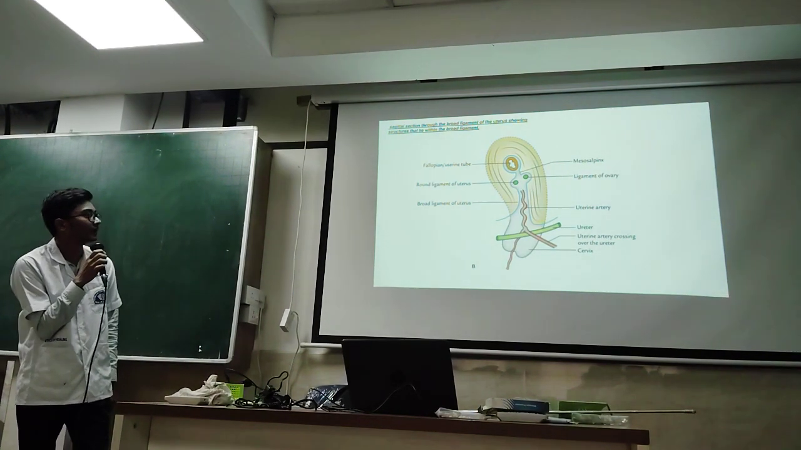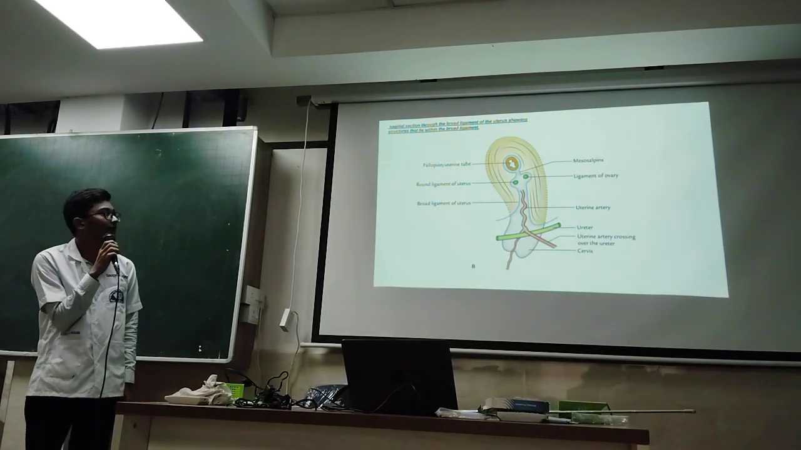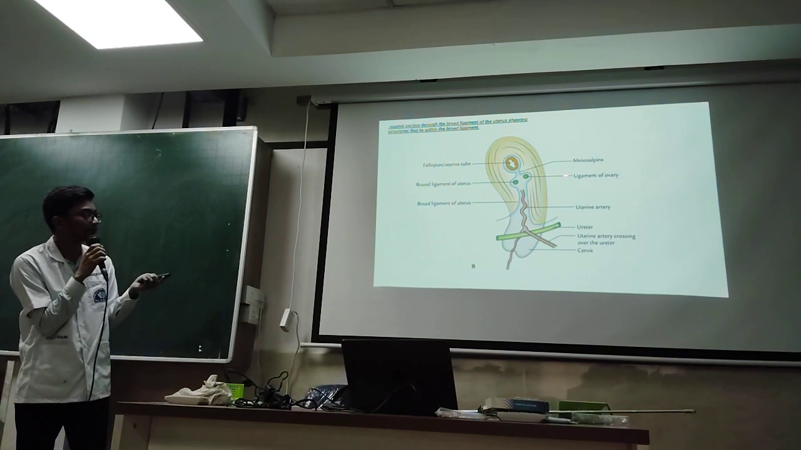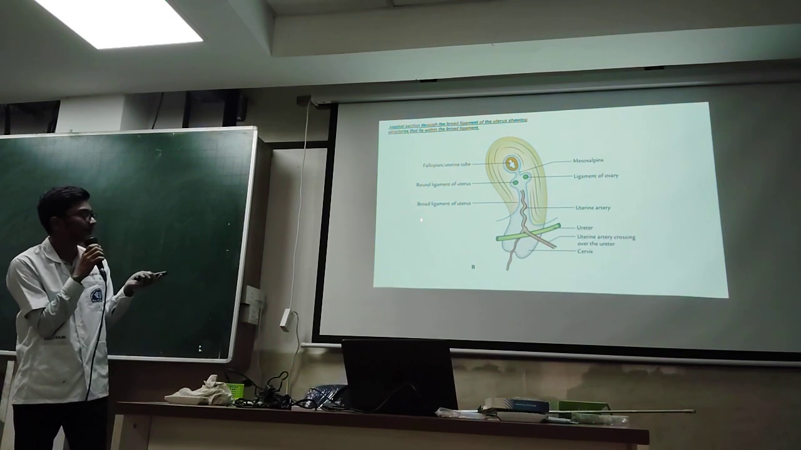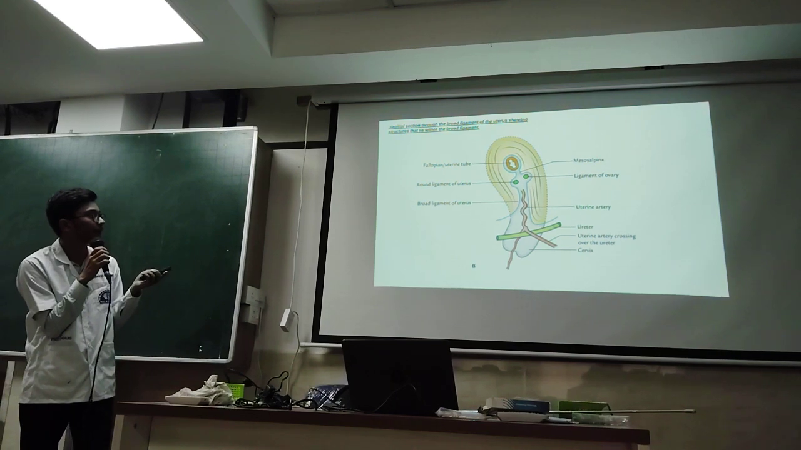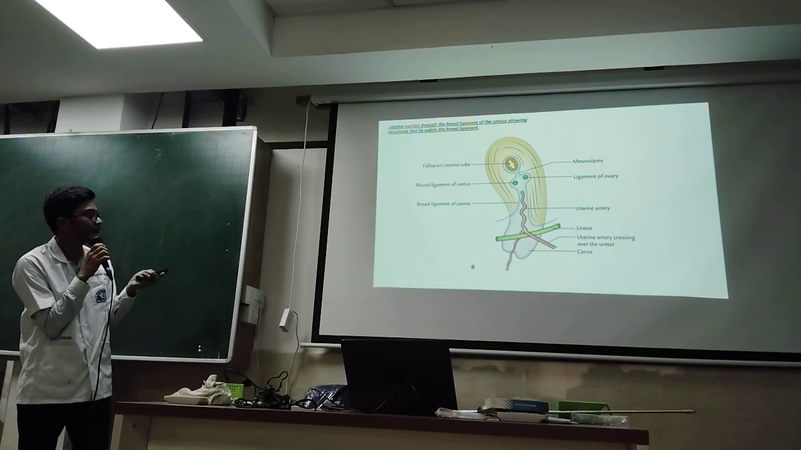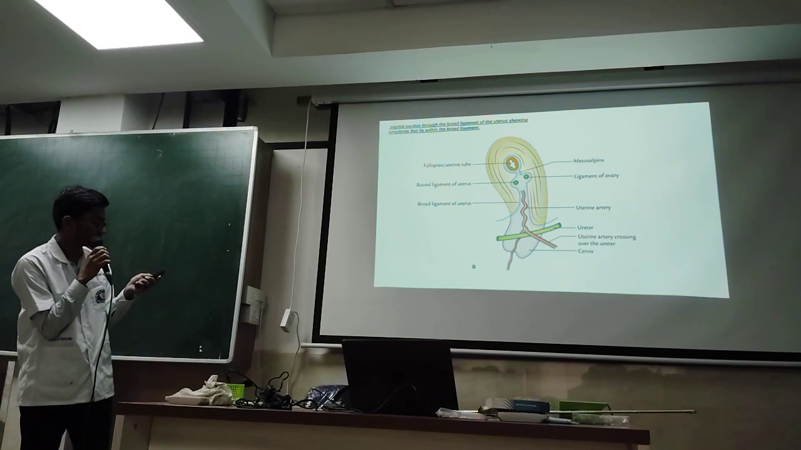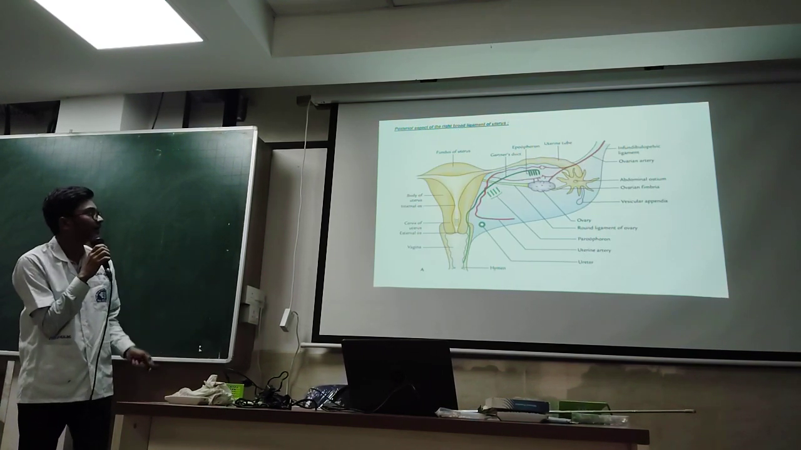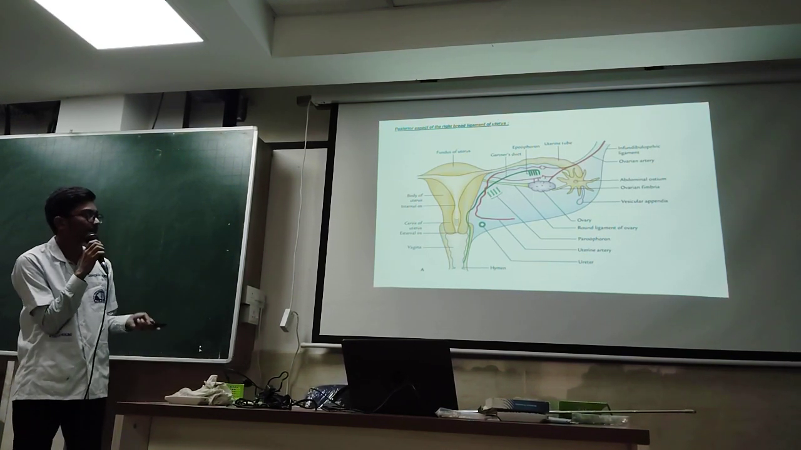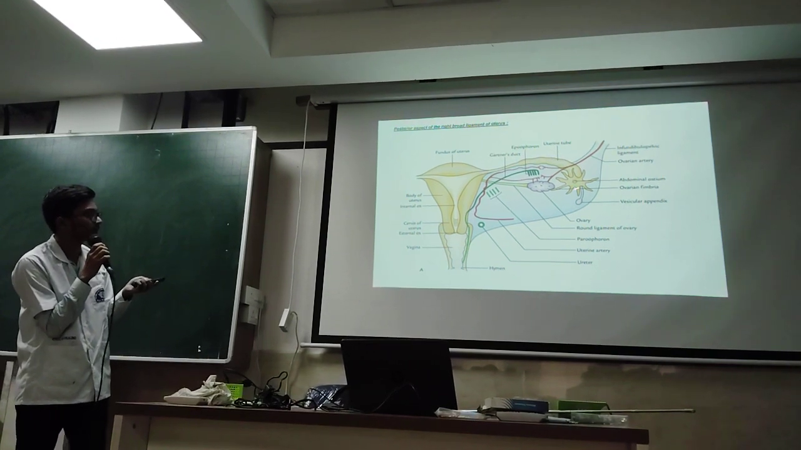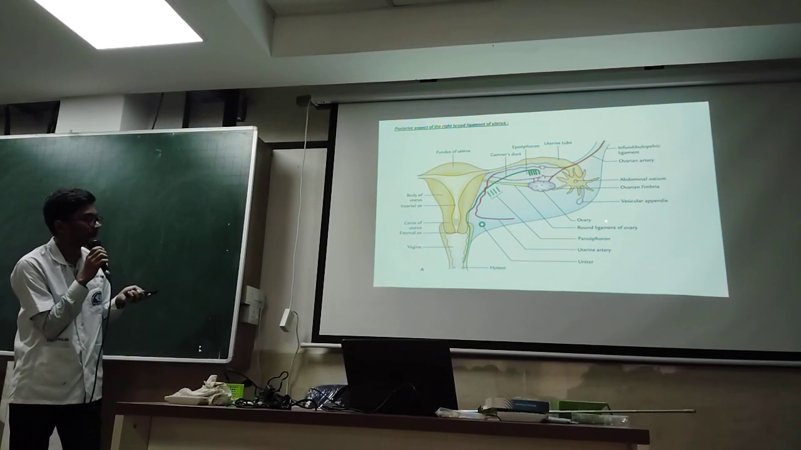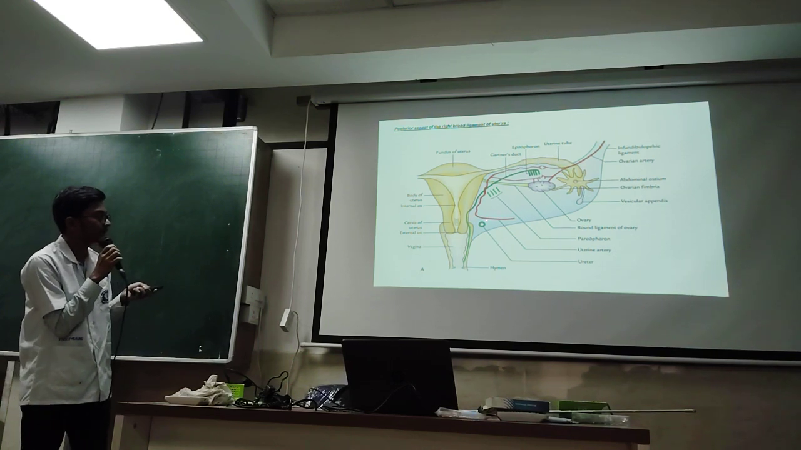Now we can see the sagittal section of the broad ligament. Here are the ligament of the ovary and the ligament of the uterus, the fallopian tube and the uterine artery. And in the posterior aspect we see the ovarian artery, the epoophoron and paroophoron, and the uterine artery.